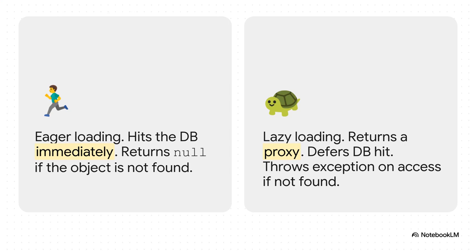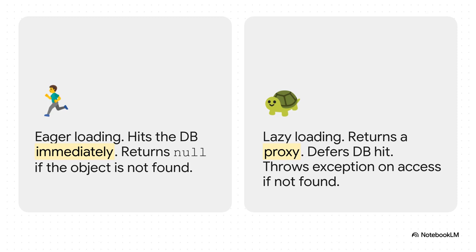Get is simple and eager. It goes straight to the database right now. If it finds your object, you get it back. If it doesn't, you get null. Easy enough. Load, on the other hand, is lazy. It instantly gives you back a fake proxy object, a placeholder, and only hits the database when you actually try to access its data. But if the object isn't there when it finally looks, it'll throw an exception.